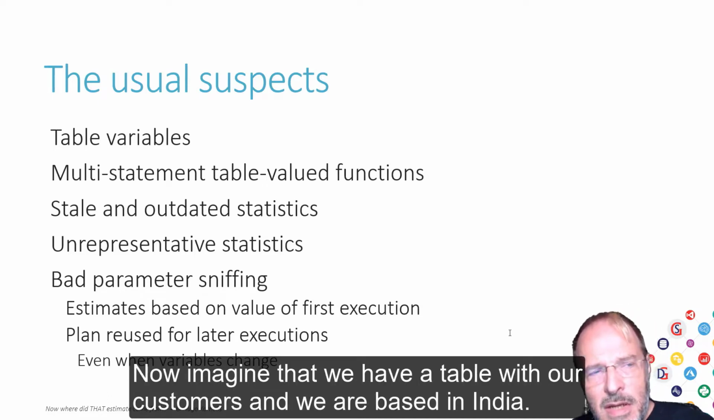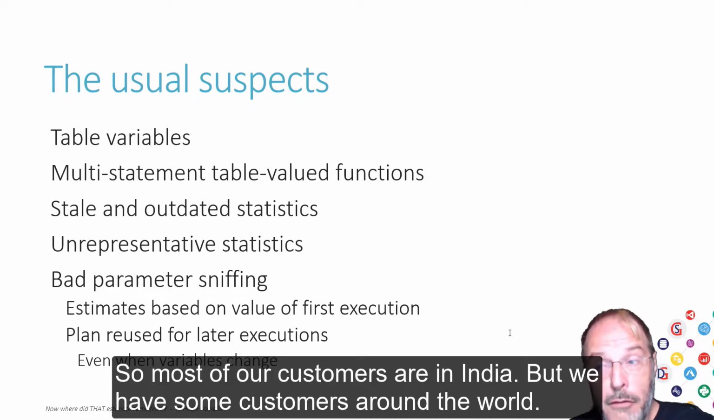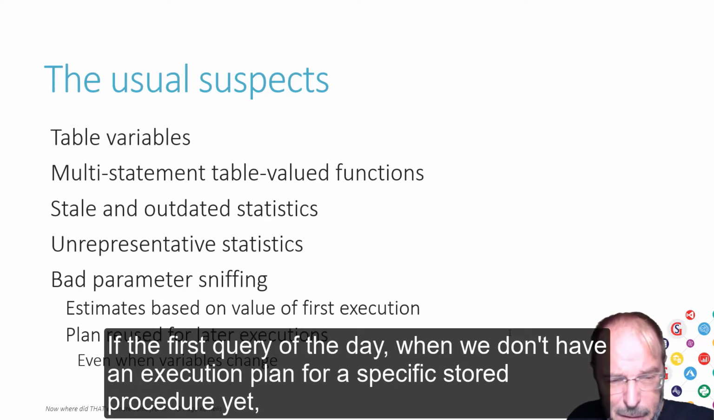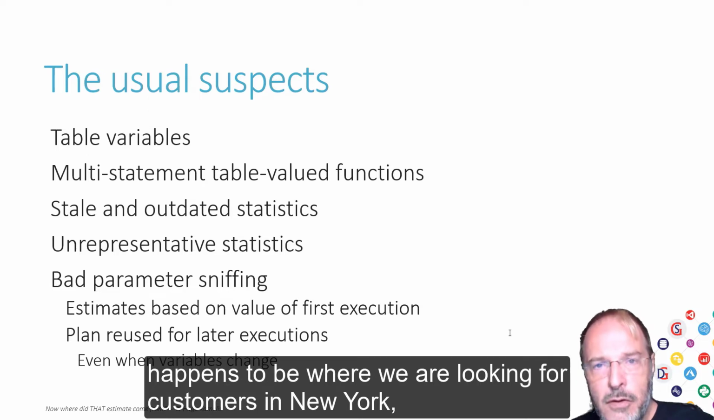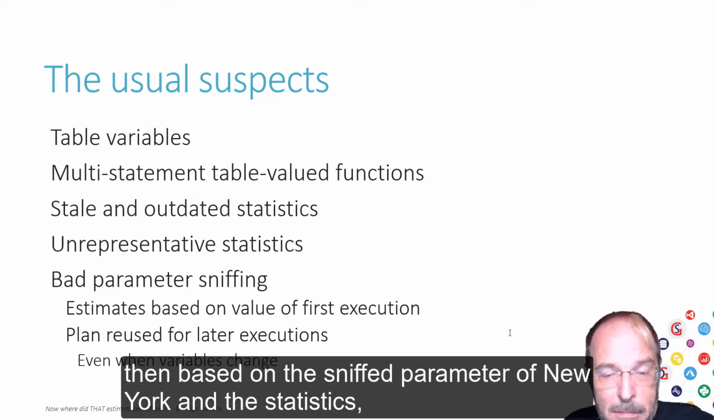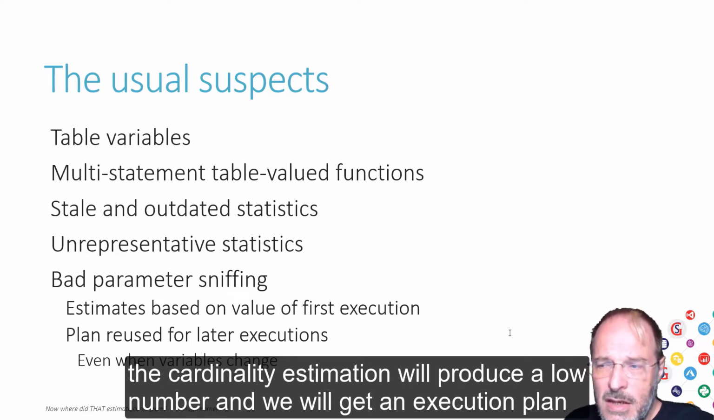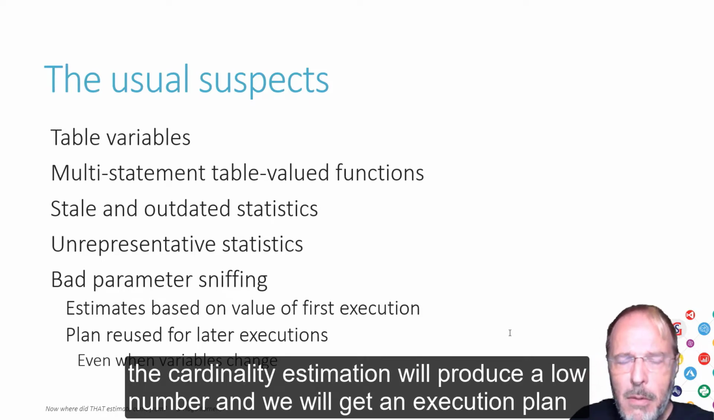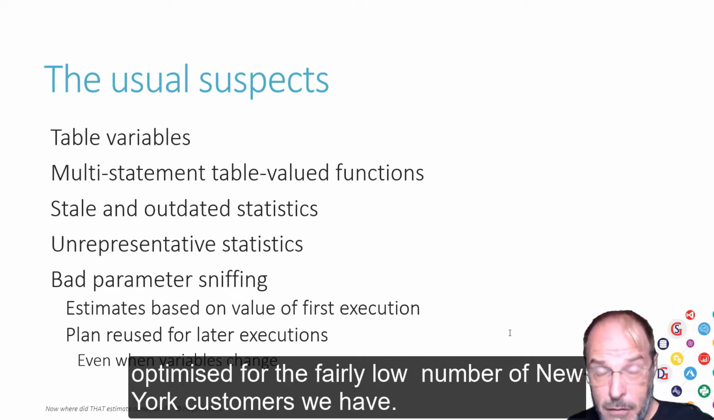Now imagine that we have a table with our customers and we are based in India. So most of our customers are in India, but we have some customers around the world. If the first query of the day, when we don't have an execution plan for a specific stored procedure yet, happens to be where we are looking for customers in New York, then based on the sniffed parameter of New York and the statistics, the cardinality estimation will produce a low number and we will get an execution plan optimized for the fairly low number of New York customers we have.